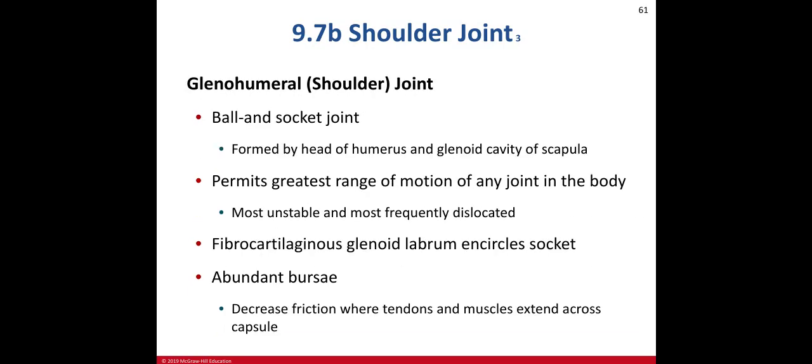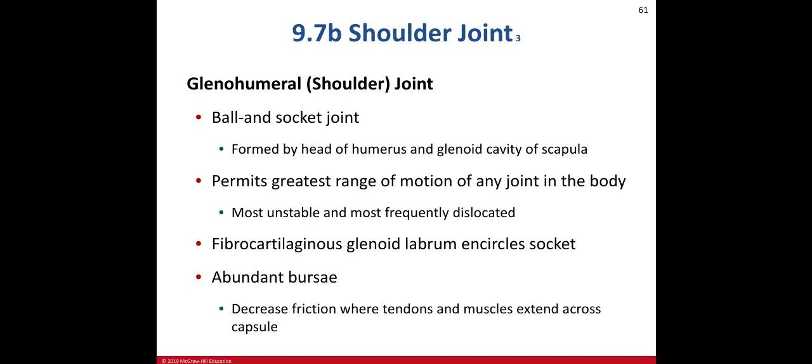Okay. Then your glenohumeral shoulder joint, that's the inside part where you've got the ball and socket joint that's formed by the head of the humerus and the glenoid cavity of the scapula. That's what allows the greatest range of motion of any joint in the body, allowing circumduction. You've got the glenoid labrum inside that socket. You have a lot of bursae.